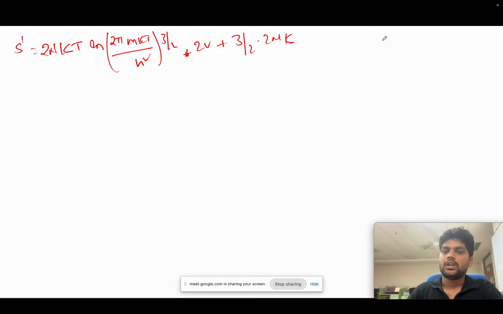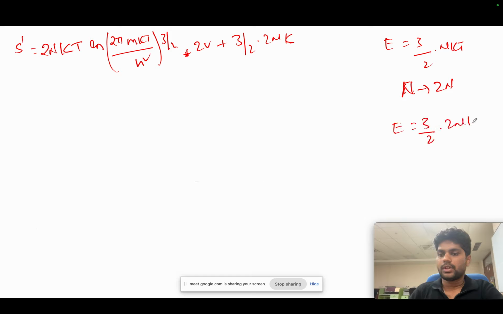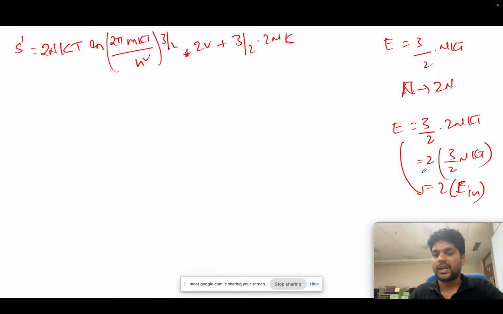into 2Nk. See, if you see the formula of this one, if I increase N to 2N, this will become E equal to 3 by 2 into 2N kT, which is nothing but 3 by 2 N kT, which is nothing but 2 E initial. So the internal energy is expanding in terms of the extensive property, so we want to check it for the entropy also. So here we have 2 NkT, and the ln is there entirely.